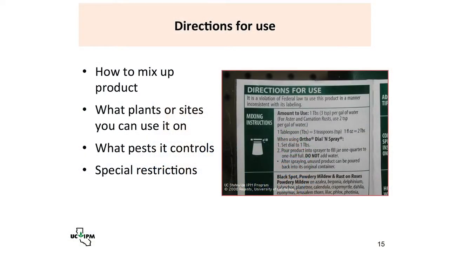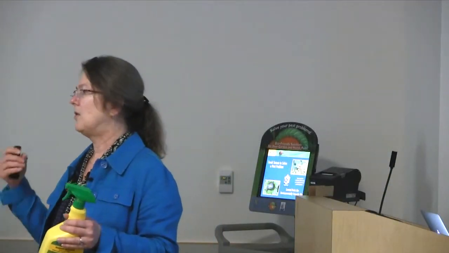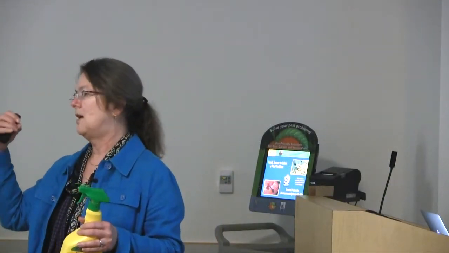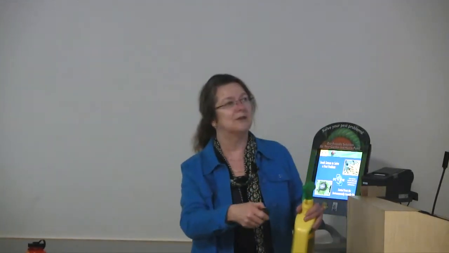They tell you how to mix up the product, what plants or sites you can use it on. Really important to look on the pesticide label for what plants or sites can be used on. Some pesticides are only meant to be used indoors or on structures. They're not meant to be used on plants. Some pesticides can be used on ornamental plants, but should not be used on food plants because of potential problems. And with herbicides, you've got to be really careful because some herbicides are going to kill your plant. And so you really need to know that.